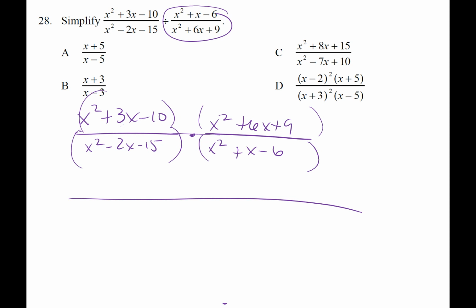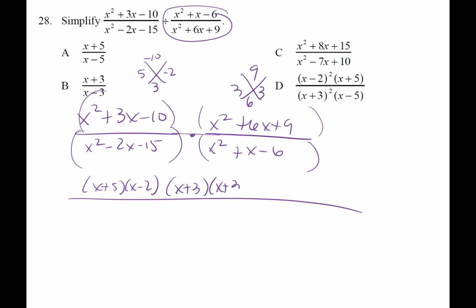I'm going to start with this one here. Two numbers that multiply to negative 10 and add to 3 would be 5 and negative 2, so x plus 5 times x minus 2. This one here, two numbers that multiply to 9 and add to 6 would be 3 and 3, so x plus 3 times x plus 3. This one here, two numbers that multiply to negative 15 and add to negative 2 would be negative 5 and 3, so x minus 5 times x plus 3.